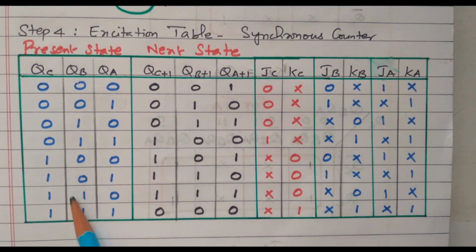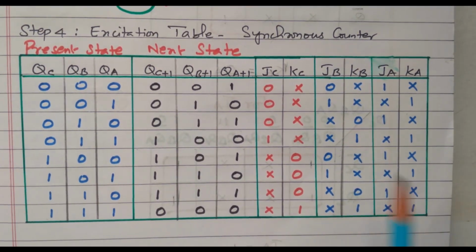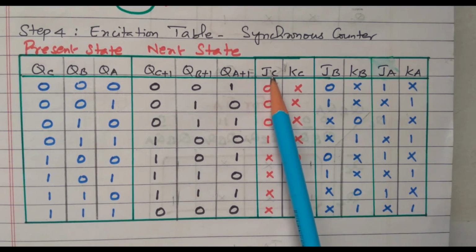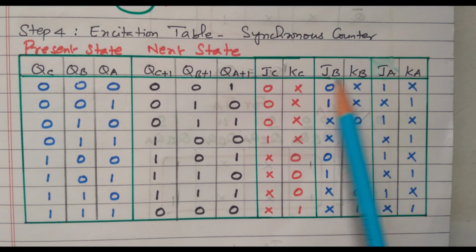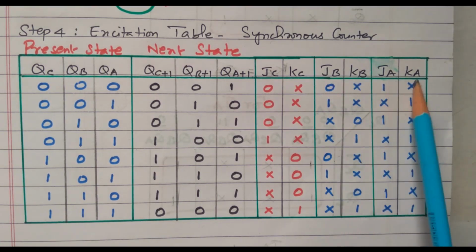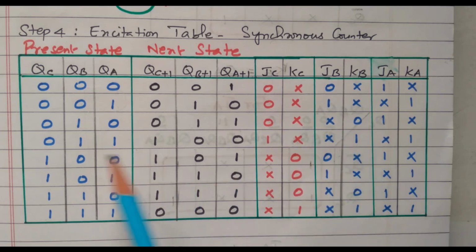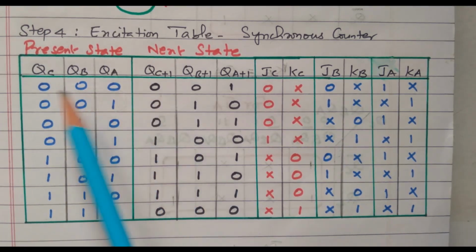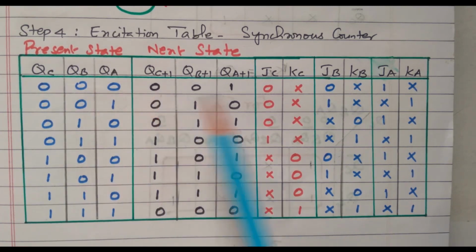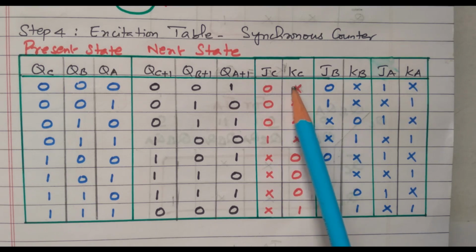So this is the present state that is available, this is the next state. For this we need to identify the value of JC KC for the first flip flop, JB KB for the second flip flop, JA KA for the third flip flop, right, CBA. First we will see QC is 0, QC plus 1 is also 0, right. Both are 0, so what is the input? The J is 0, the K may be 1 or 0, that is indicated by X, right.